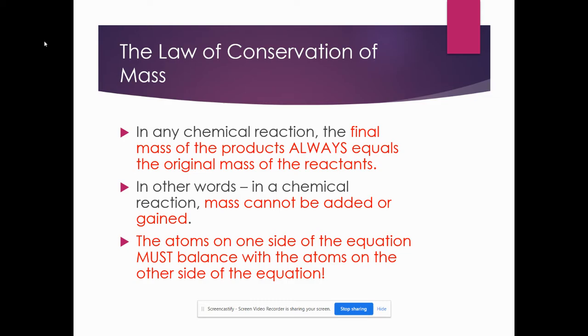All right, let's start. So the law of conservation of mass says that in any chemical reaction, the final mass of the products is always going to be equal to the original mass of the reactants. And so what that means is a chemical equation has to be balanced. You can't add or lose mass. One side has to equal the other side. And so another way people like to say this is matter can neither be created nor destroyed.